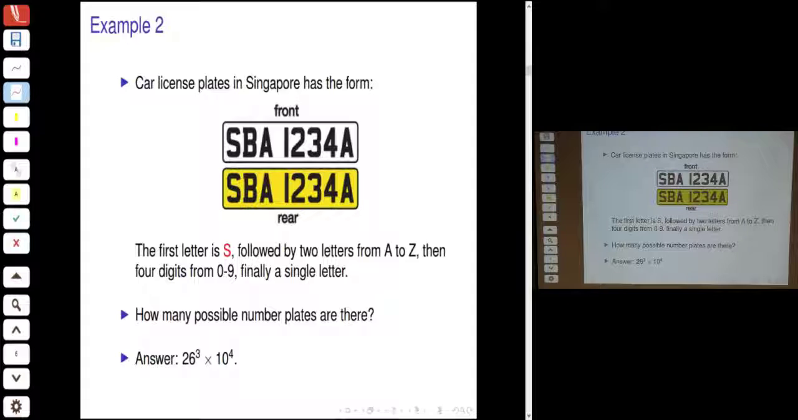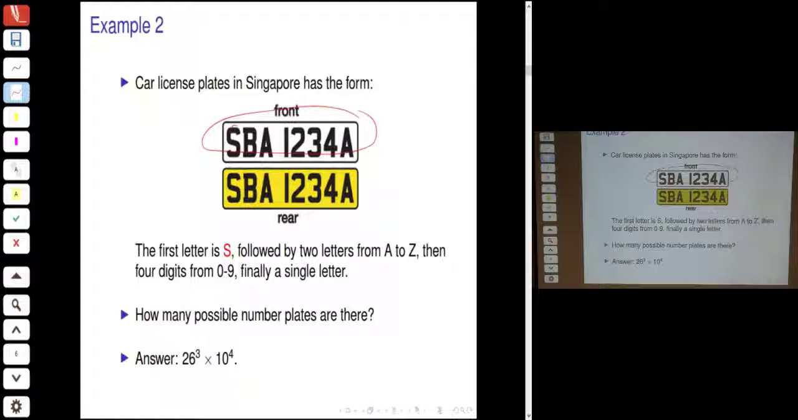So here is another counting problem. Car license plates in Singapore have the form like this. The front and the rear are basically the same. The only difference is that the front is black on white, whereas the rear is black on yellow. Okay, so let's just focus on the front. We are interested in the number of possible number plates. So what is the format?